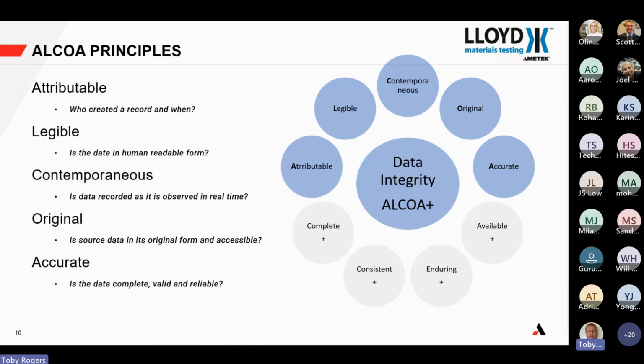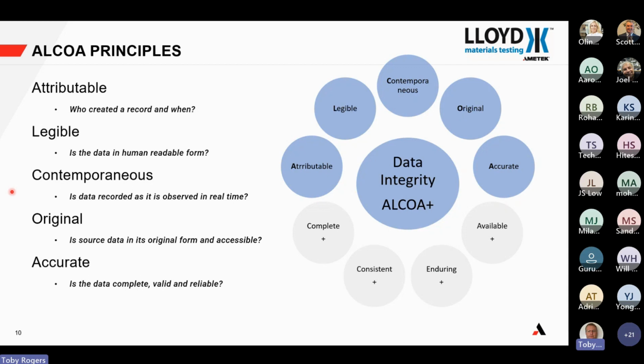So let's look at the ALCOA principles, which allow us to ensure that we've got good data integrity. Attributable is just looking at who created a record and when. Legible is the data in human readable form. Quite simple. Contemporaneous is important.